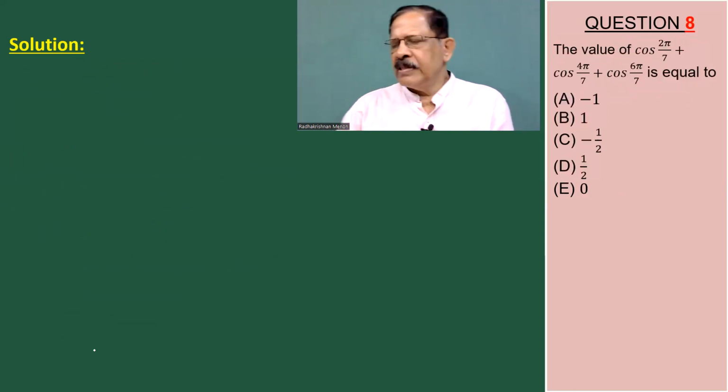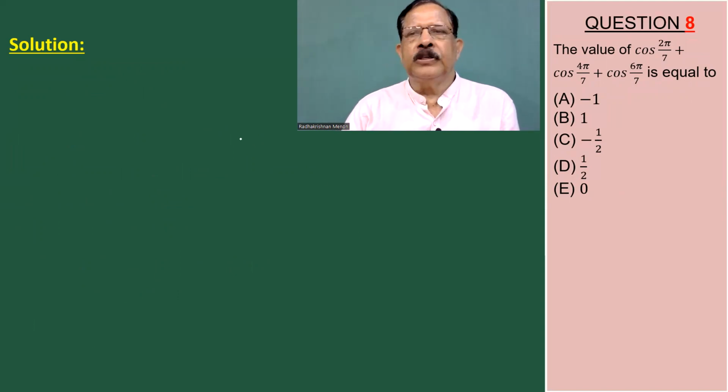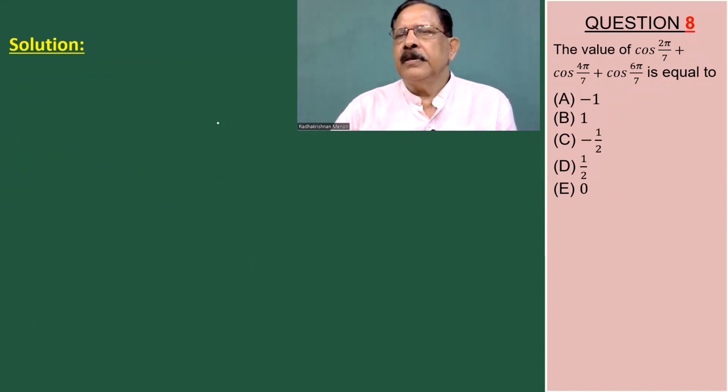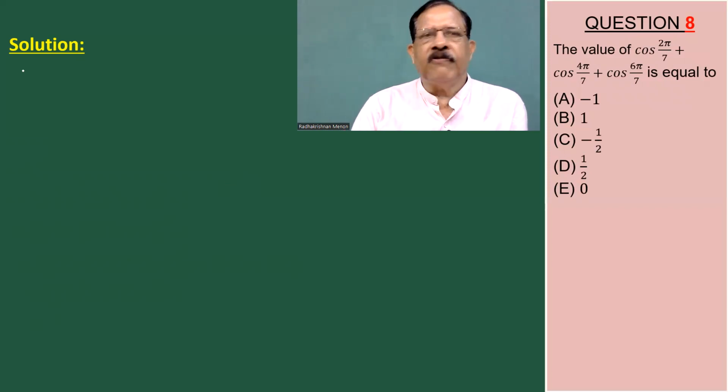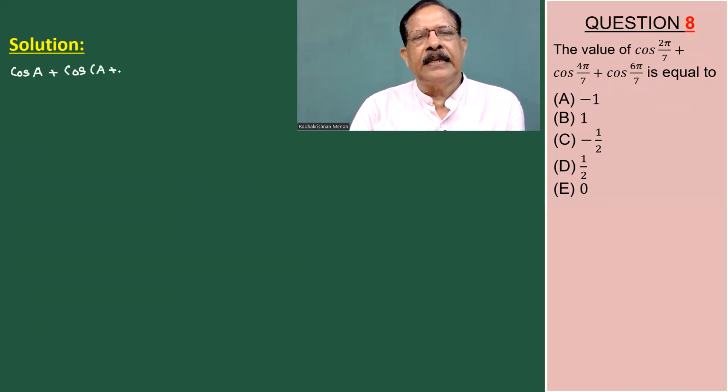For solving this question, you have to use a formula. The angles 2 pi by 7, 4 pi by 7, 6 pi by 7 given in the expression are in arithmetic progression. So this formula you have to remember. Cos A plus cos A plus D, where the angles are in arithmetic progression, plus cos A plus 2D, plus etc.